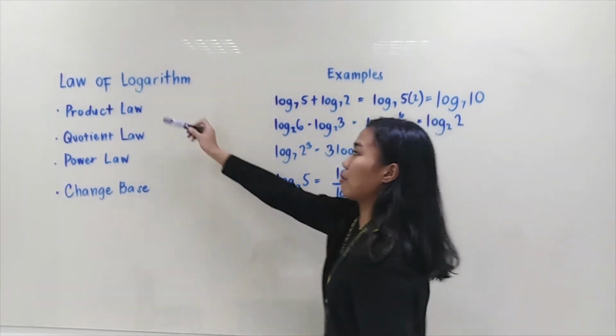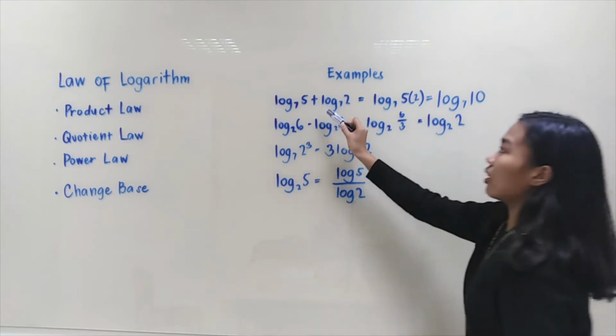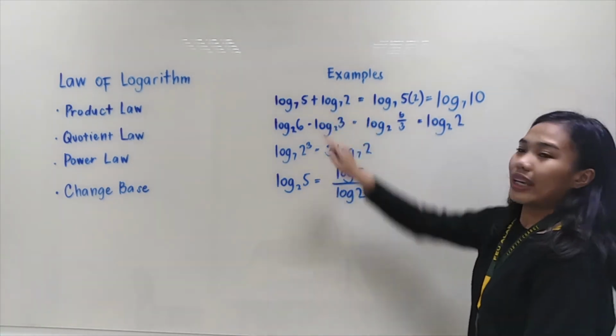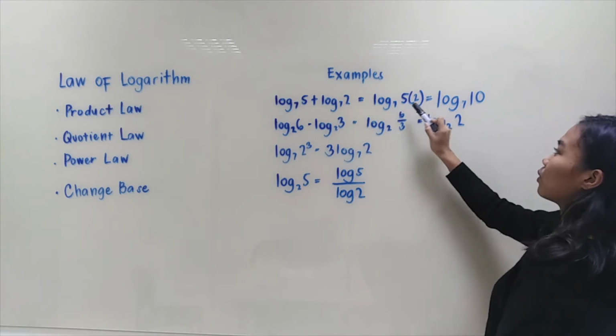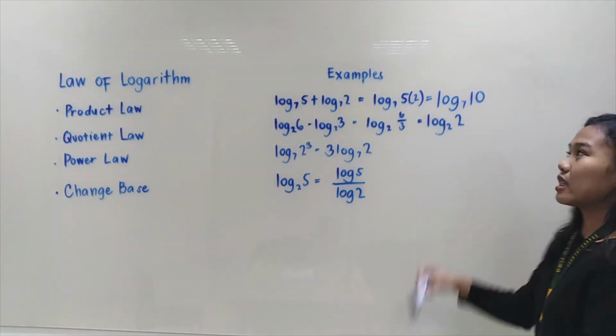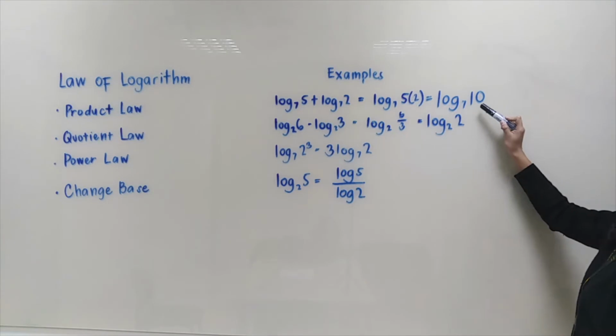I'm here to discuss the laws of logarithm. The first law is the product law. When there's a given log and you use the plus sign, it can be written as this: log 5 times 2 base 7. Then simplify: log 10 base 7.